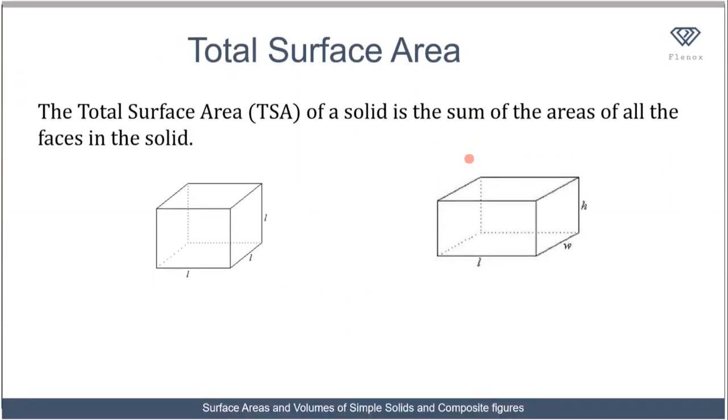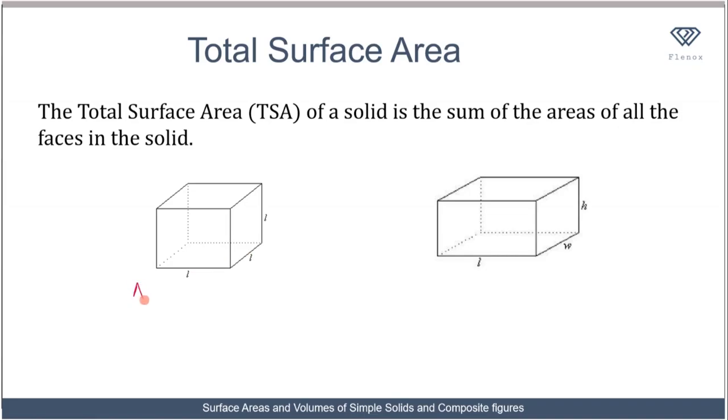So what does it mean to find the total surface area of a solid figure? We are trying to find the sum of all the areas of the faces, and the way we do that is by summing up the area of each individual face that makes up the object. Now if you consider this cube, the length, the breadth, and the height are all equal, and in this case it's given as L. So the area of any face of this cube is L squared.